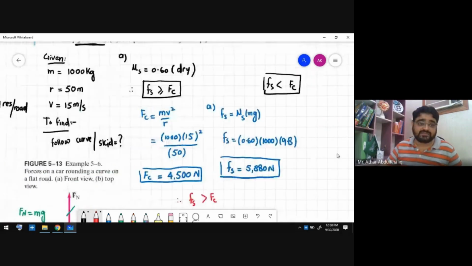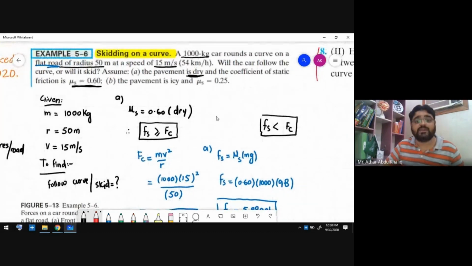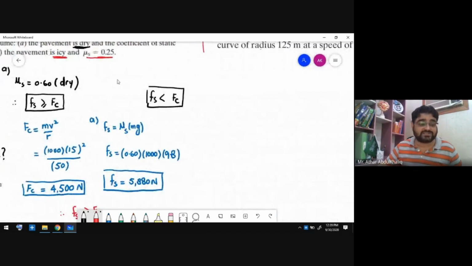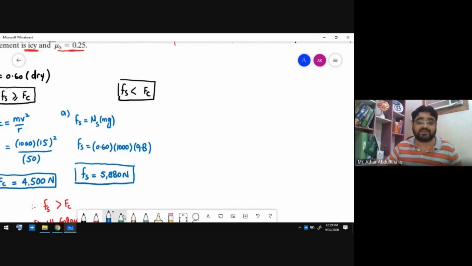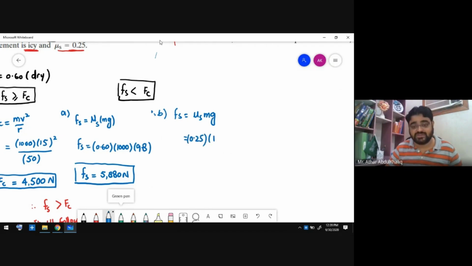If you see in part B, they are saying the pavement is icy. Now it is icy, it is not dry, and mu s, as you can see, is less now. It was 0.6, now friction has changed and decreases. Let's see how much it decreases, whether it is still more than 4500 or less than that. So I'm going to solve part B. Fs is equal to mu s mg. Mu s is 0.25, M is 1000, G is 9.8. Can you give me the answer, please?